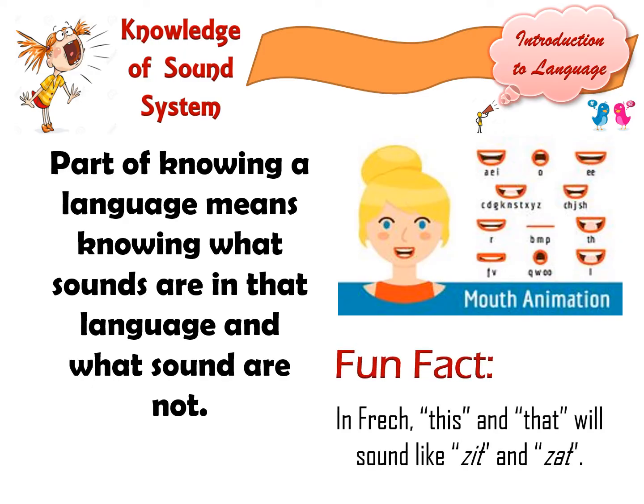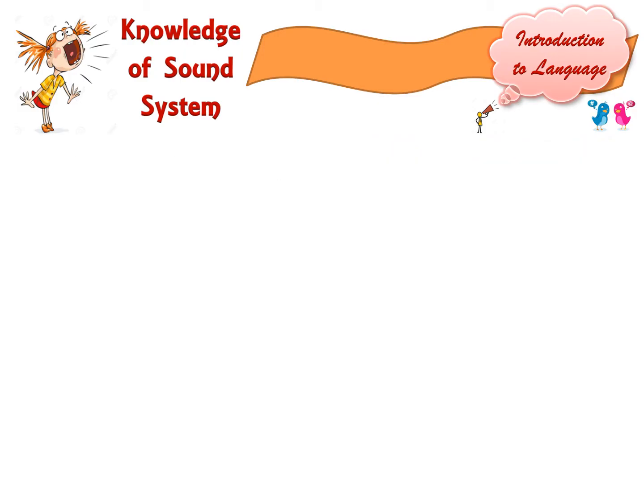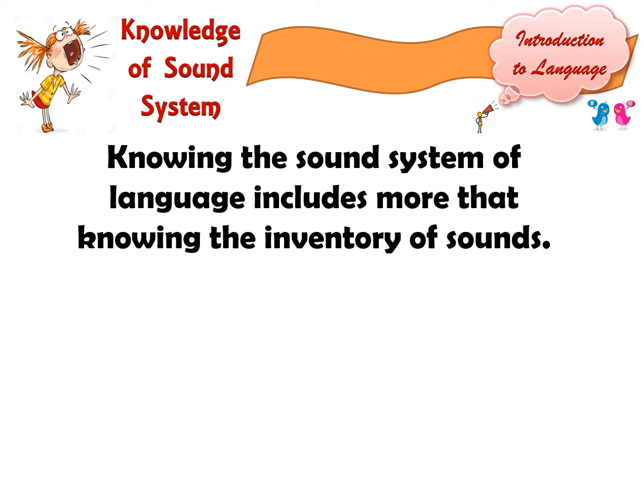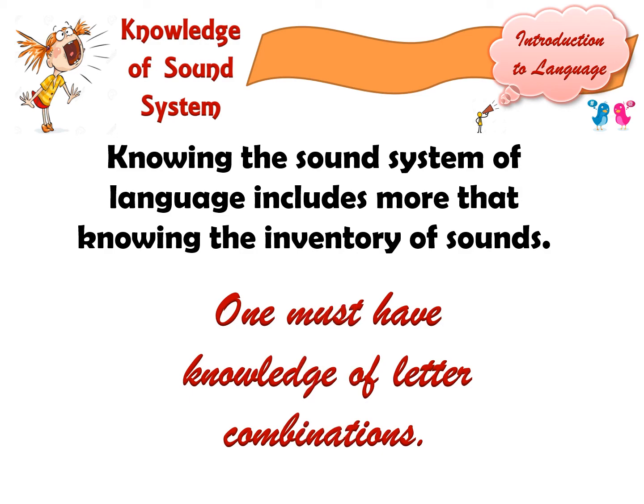For example, in French, this and that will sound like zit and zat. Why is this so? It is because there is no sound for th in the French language system, and the nearest sound that they have to substitute for this is the sound of z. But then, linguistic knowledge does not end with the knowledge of sounds. Knowing the sound system of a language includes more than knowing the inventory of sounds. One must also have the knowledge of letter combination.